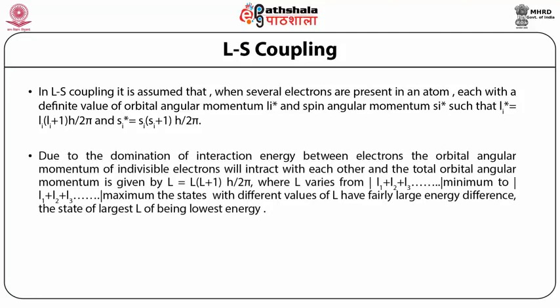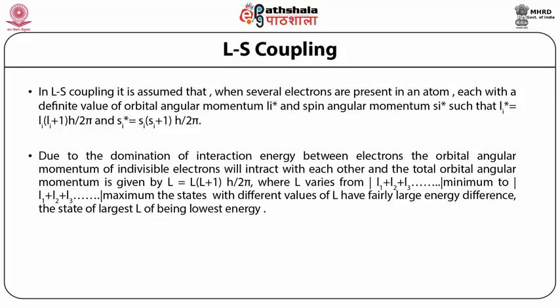Due to the domination of interaction energy between the electrons, the orbital angular momenta of the individual electrons will interact with each other, and the total orbital angular momentum is given by L star equal to the root of L into L plus 1, times h cross, where L varies from the mod of L1 plus L2 plus L3, minimum, to L1 plus L2 plus L3, maximum.